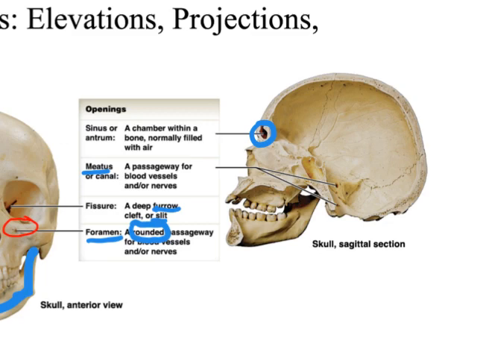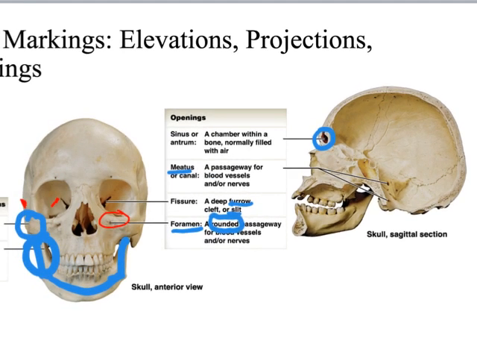A fissure is going to be more like a slit or a deep furrow. So you're going to see several examples of fissures. The one here shows you this fissure in the orbit. You can see it on both sides there.